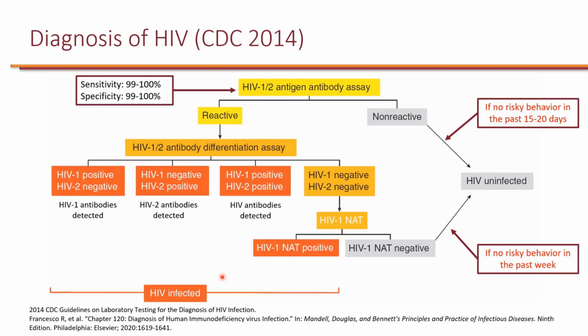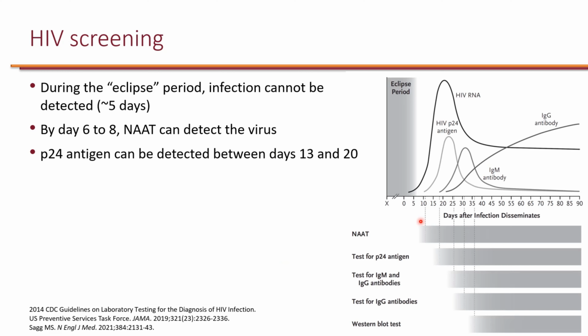The primary reason that this algorithm exists is because these antigen antibody assays are more affordable than the nucleic acid test. If you're using it for screening purposes, where the majority of patients will be non-reactive, this is a more cost-effective way of screening people. And then people who test positive will end up with more tests and possibly nucleic acid tests, which are more expensive.